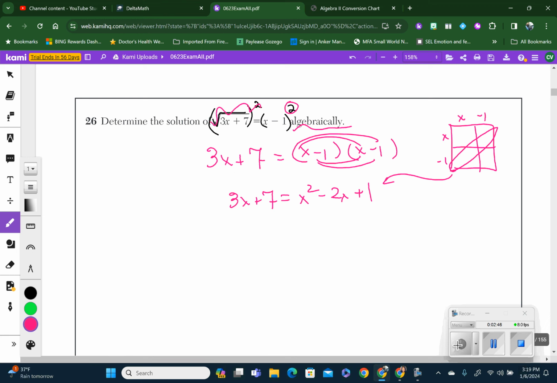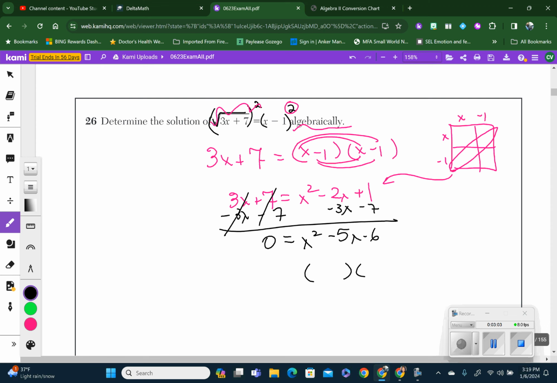Okay. So now we want to move everything over to one side. So minus 3x, minus 3x, minus 7, minus 7. When we do that, we zero it out. Okay, so we get 0 is equal to x squared minus 5x minus 6. And now we have to look for two numbers that add to be negative 5 and multiply to be negative 6. I usually show you to put it into the x. So two numbers that multiply to give me negative 6 and add to be negative 5. Okay, so what are they?